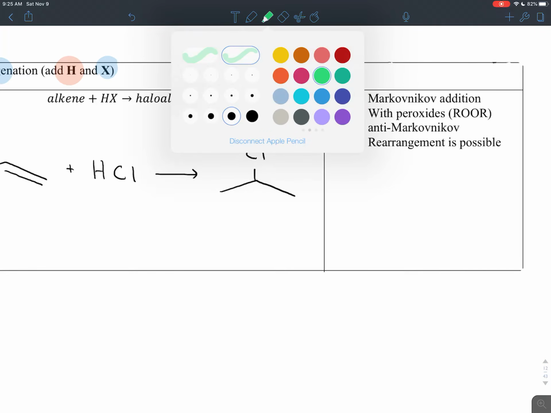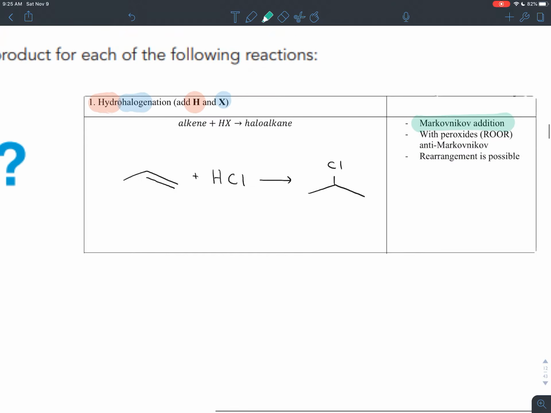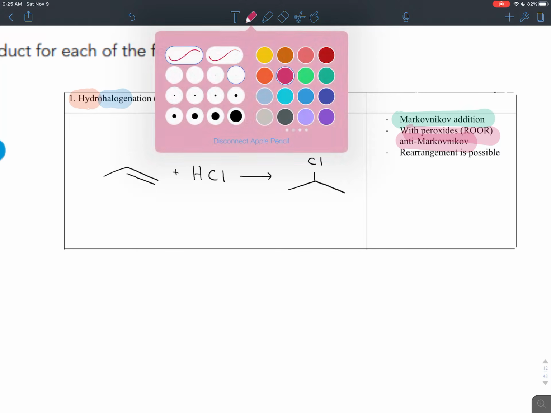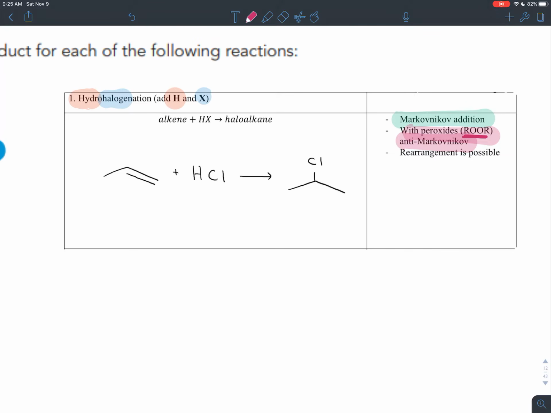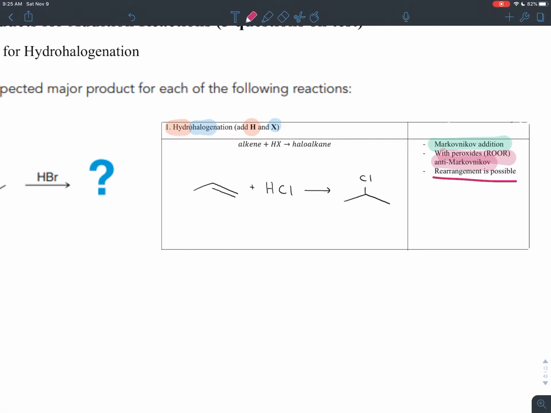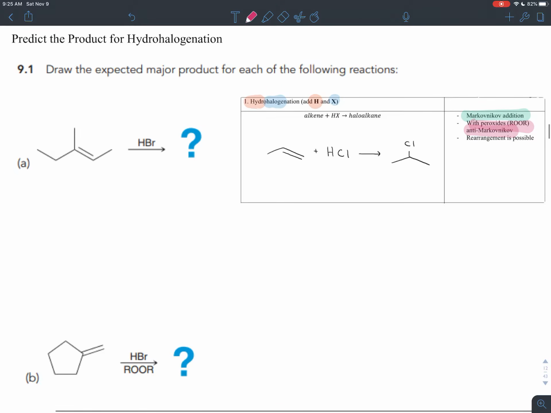We could either have Markovnikov addition. That means that the hydrogen will go to the less substituted carbon. Or you could have anti-Markovnikov addition. That's where hydrogen would go on the more substituted carbon. And you'll recognize anti-Markovnikov addition because you'll have a peroxide. So that's a molecule that has two oxygens bonded to each other. Watch out, rearrangement is possible in here. That's something we always have to think about because if you think back to the mechanism, you form a carbocation.